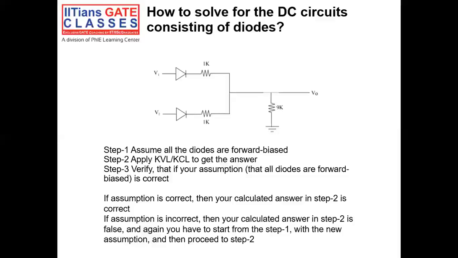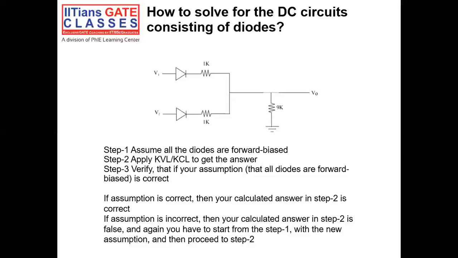Step 3 is basically verification, because in step 1 we have assumed that all the diodes are forward biased, but our assumption might be wrong. So in step 3 we have to verify whether our assumption is true or false. Now we can have two ways: our assumption might come out true or might come out false.